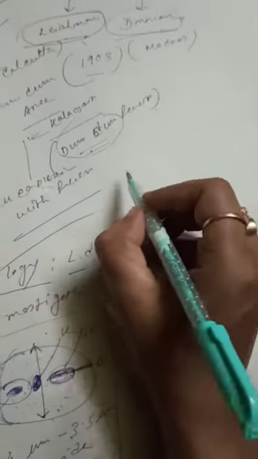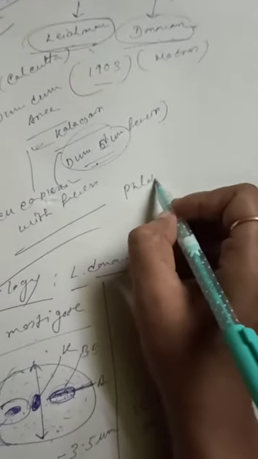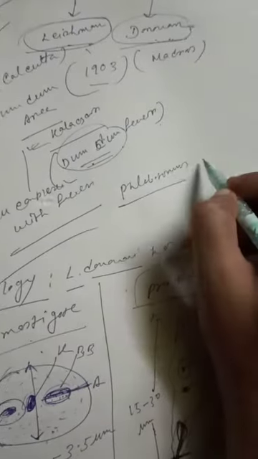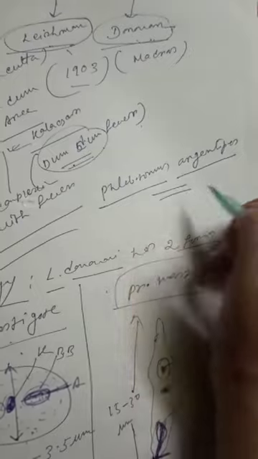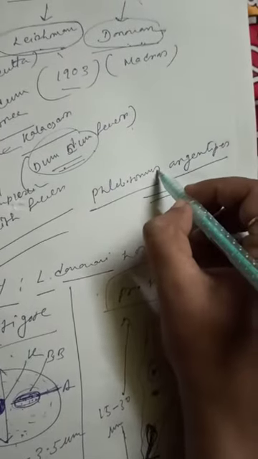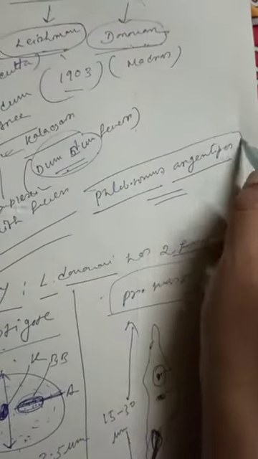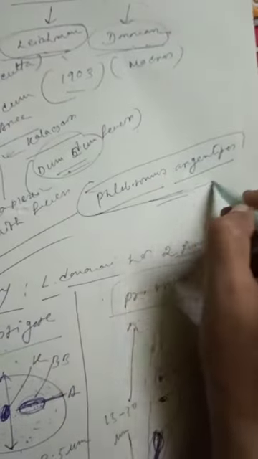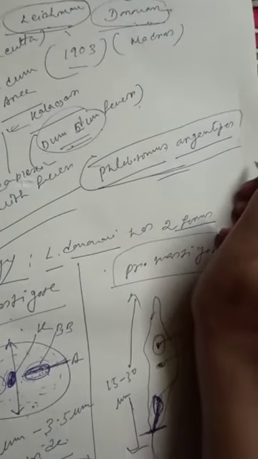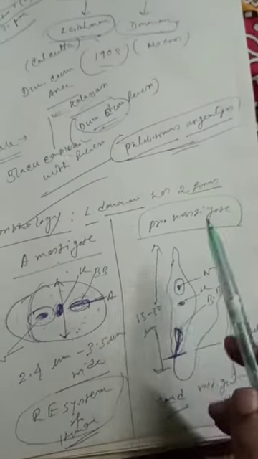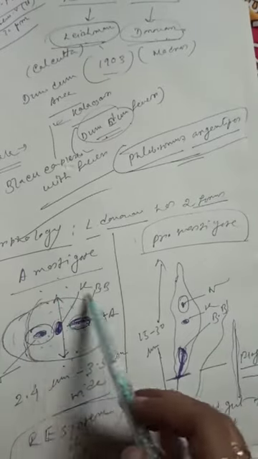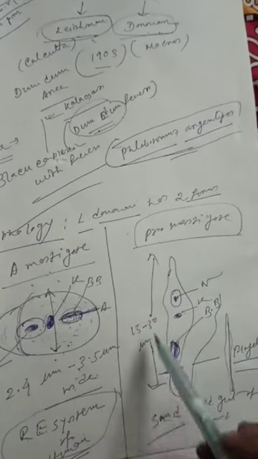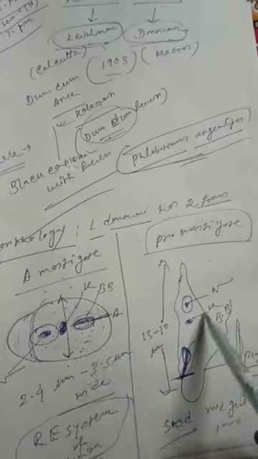The scientific name of the sandfly is Phlebotomus. Phlebotomus argentipus. There are several species of Phlebotomus, but here the common species is Phlebotomus argentipus. So the morphology of Leishmania donovani is clear to all: amastigote is rounded oval, promastigote is long and spindle shaped, but the organelles are somewhat the same in both forms.